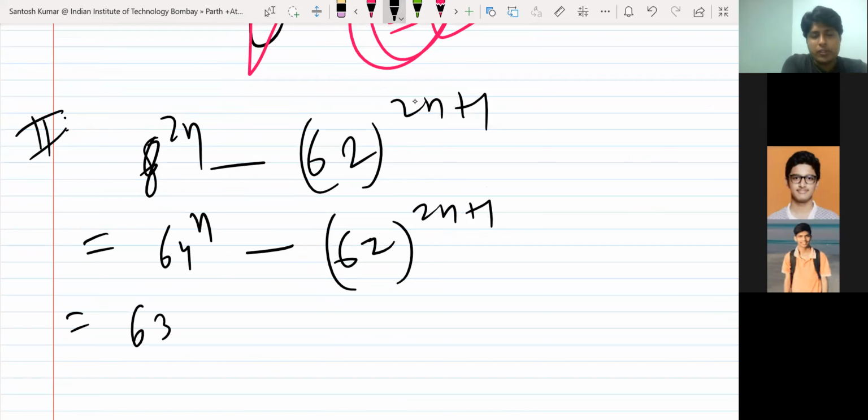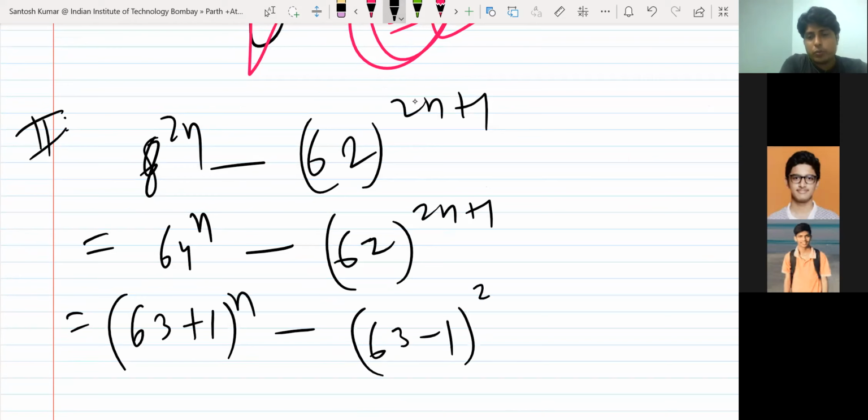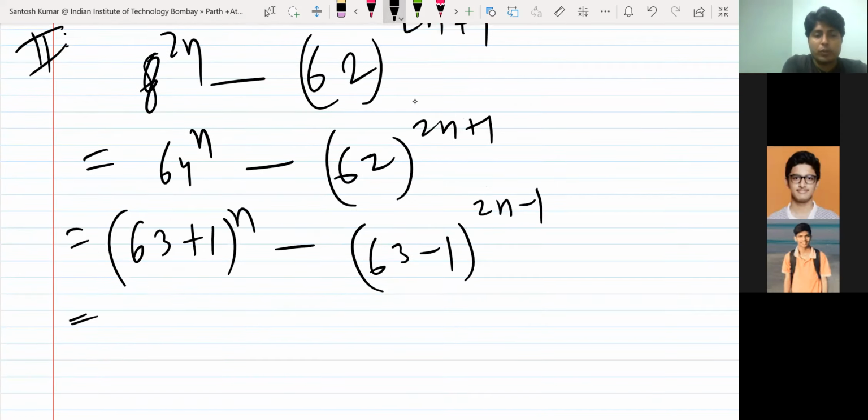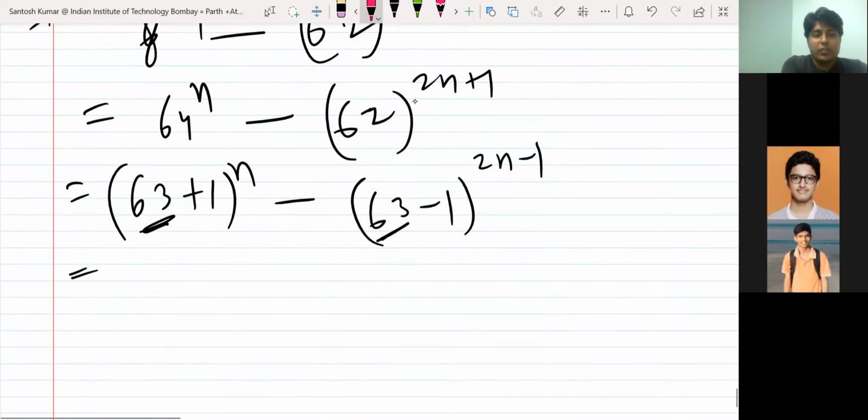64 is what? 63 plus 1 raised to power n. This is 63 minus 1 raised to power 2n minus 1. Now you can write the expansion, or you can write 1 plus 63. Then 63 is a multiple of 9, so it will come 63 times something. If you expand it, so suppose I expand it, what will happen?